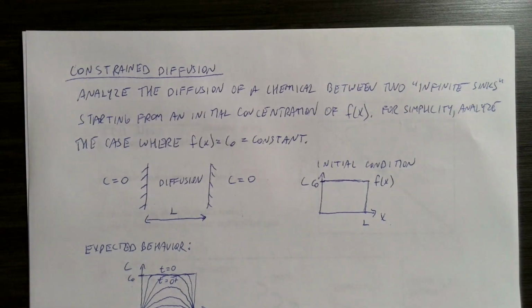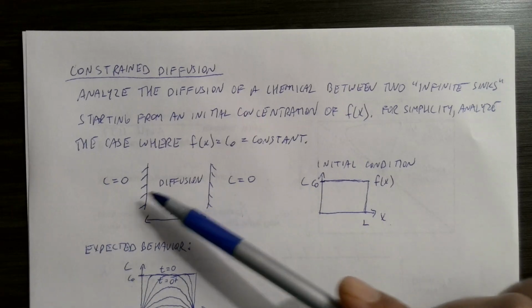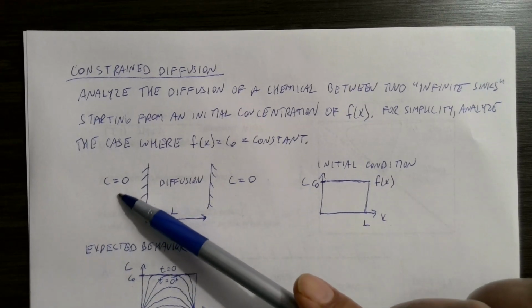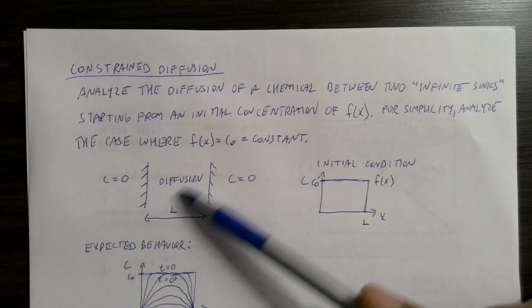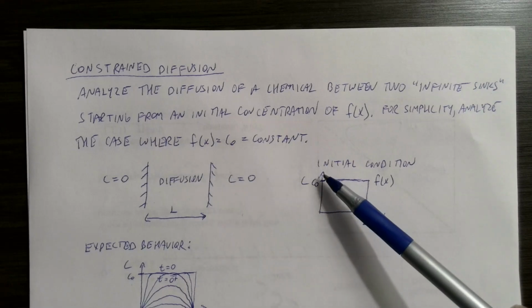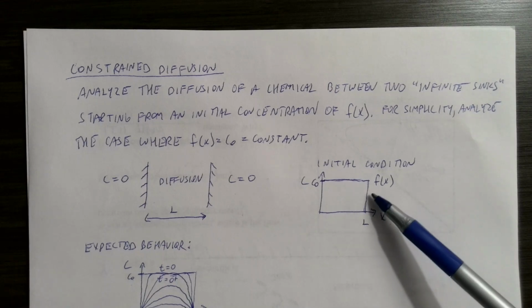Okay, so we are back here continuing to talk about constrained diffusion. This is the third video in a series going through and analyzing this model problem where we have diffusion happening between two infinite sinks. So the concentration of some chemical is held at 0 here, and then in between we have some initial concentration of a chemical, which we can make as general as possible by calling it f of x.